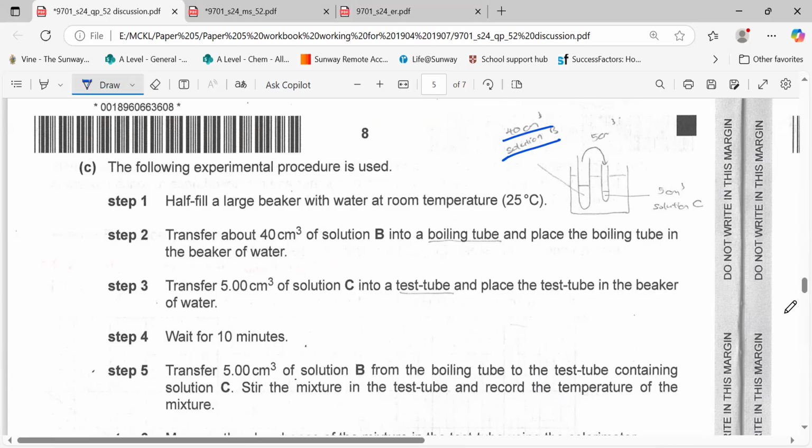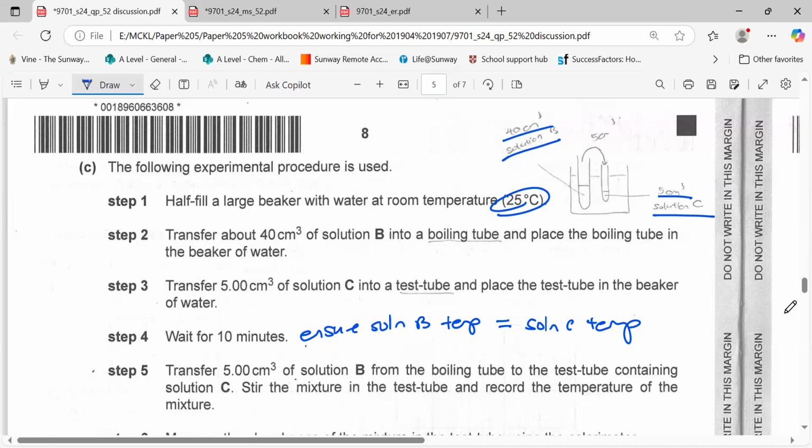Transfer solution C and place it into the same beaker. So this is solution C over here. Wait for 10 minutes. It is to ensure that solution B temperature is the same as solution C temperature. It is to allow the two solution temperatures to equilibrate to the same temperature, which is 25. If you want 25, then you change, which they will change because they want to see the effect of temperature.